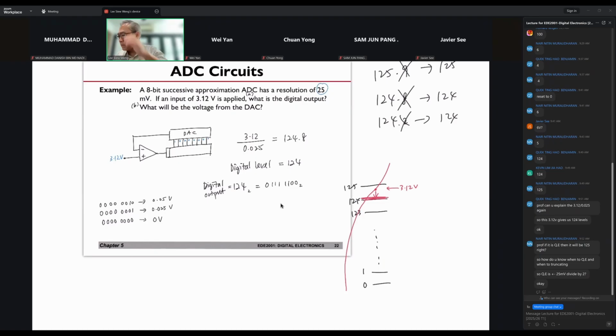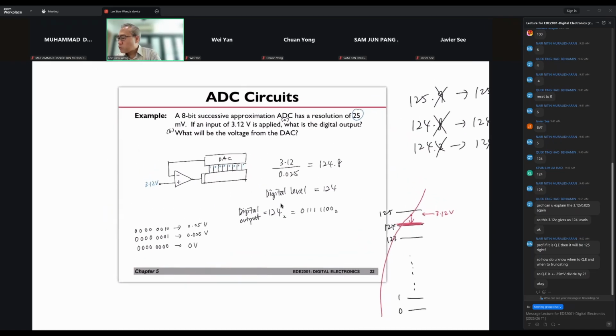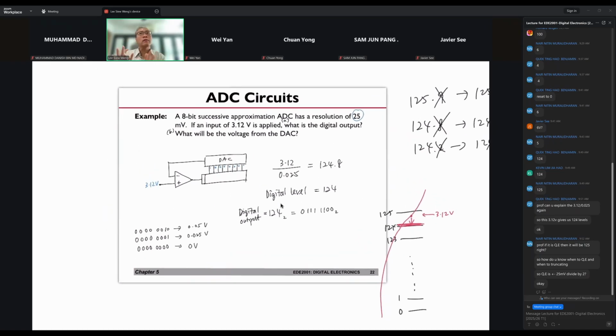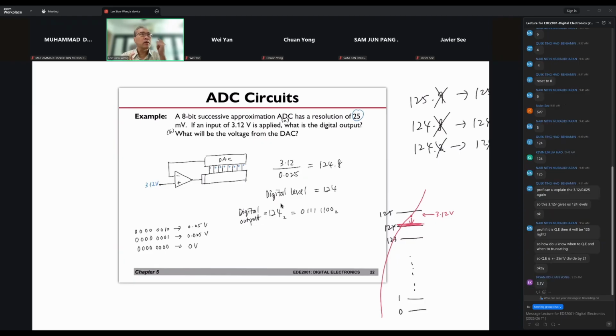Okay, let's move on. Take note, this digital output, which is 124, doesn't represent the actual voltage, 3.12. So now the question is asking, what is the actual voltage from the DAC? The voltage from the DAC will be 124 times 0.025, which is 3.1 volt. You guys are right, well done.